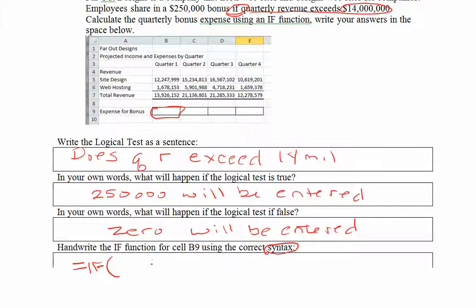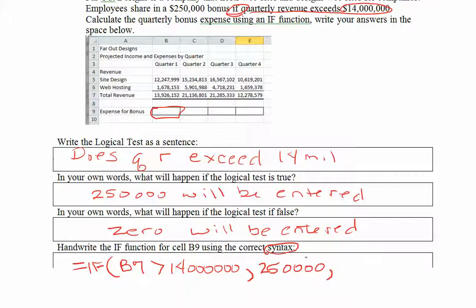We would write the logical test. So imagine that we are sitting here in B9 while we're writing this if statement. So we need to compare B7 with 14 million. So if B7 is greater than 14 million, then the first comma is where it represents the then, if you're thinking about an if-then statement. 250,000 will be placed into this cell, so we just write 250,000.